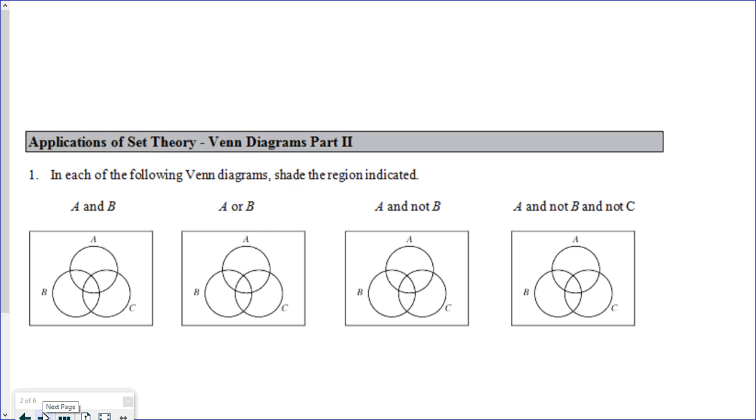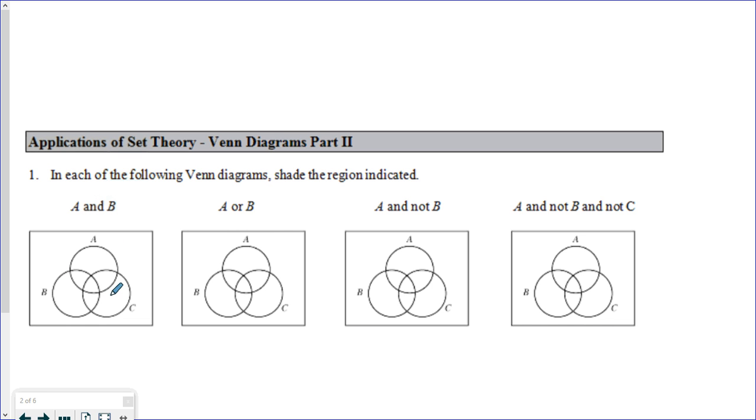Onto the lesson now. Make sure you've watched the other 3. It says, in each of the following Venn diagrams, shade the region that's indicated. So A and B. Thinking to yourself, is that talking intersection or union? Try shading it in quickly on your sheet. What would be A and B?